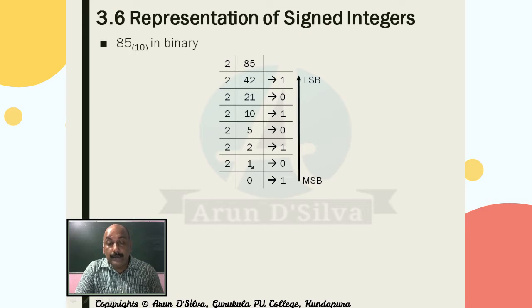Then again, dividing this 1 by 2, 0 becomes the quotient and 1 is the remainder. So further we cannot divide. That means we have to read from down to upwards. So 85 in binary becomes 1 0 1 0 1 0 1. So this is the value.